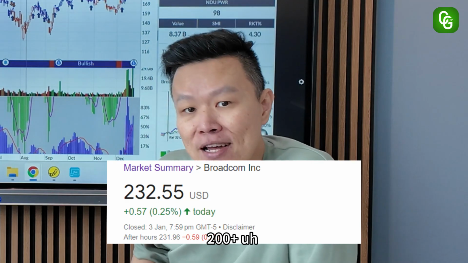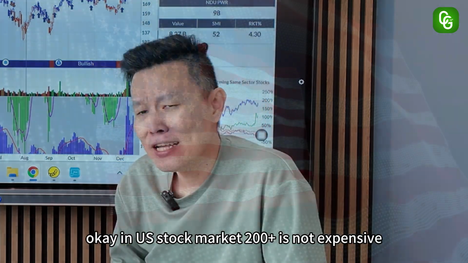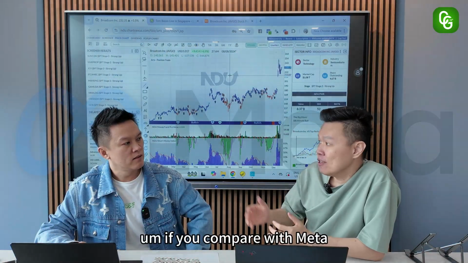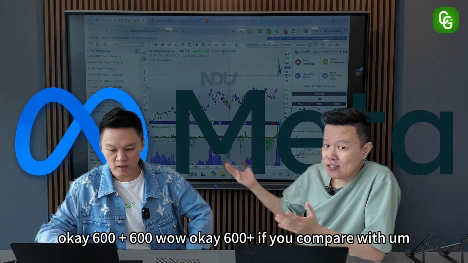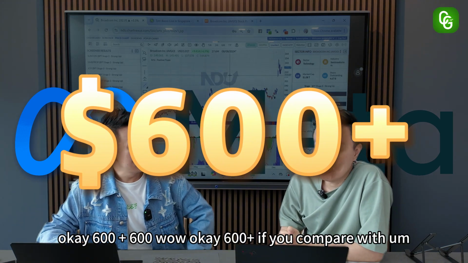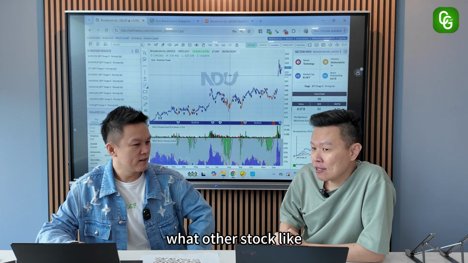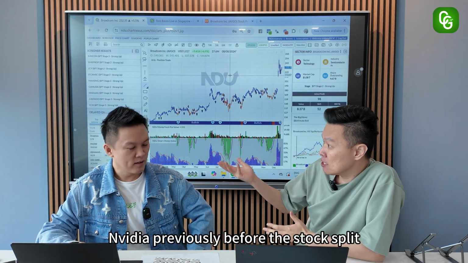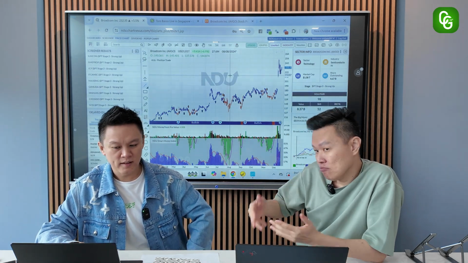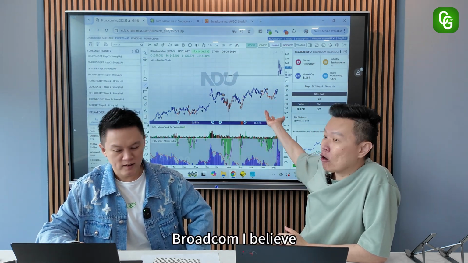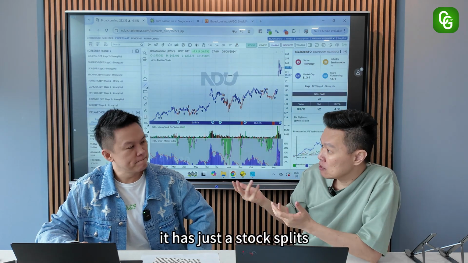Expensive? 200 plus. In the US stock market, 200 plus is not expensive. If you compare with Meta, 600 plus. Wow, 600 plus. If you compare with other stocks like Nvidia previously, before the stock split, more than $1,000. Broadcom, I believe it has just had a stock split.